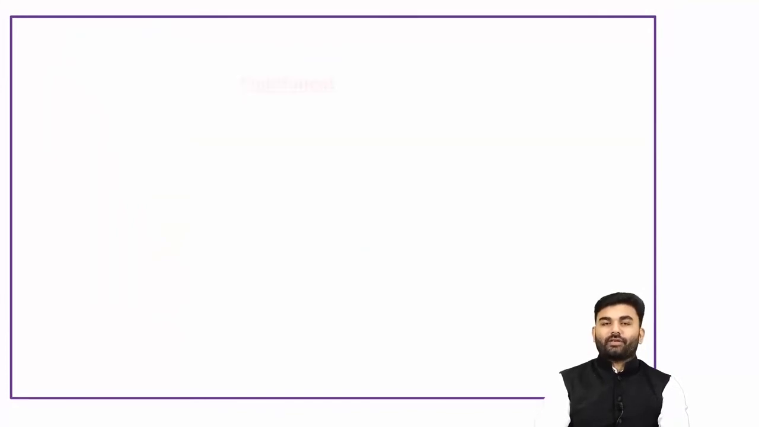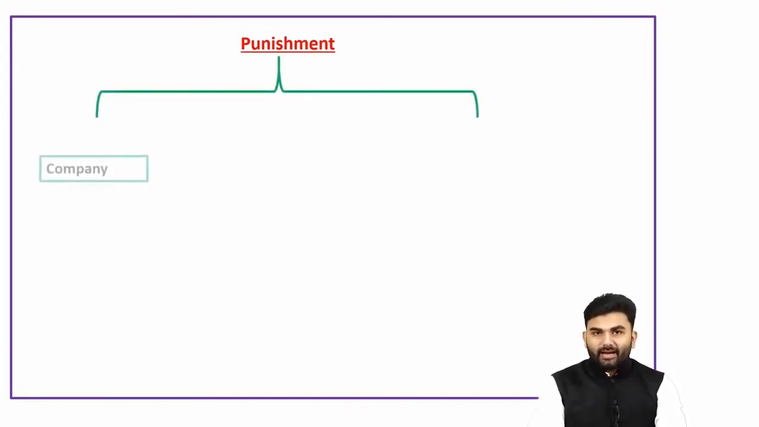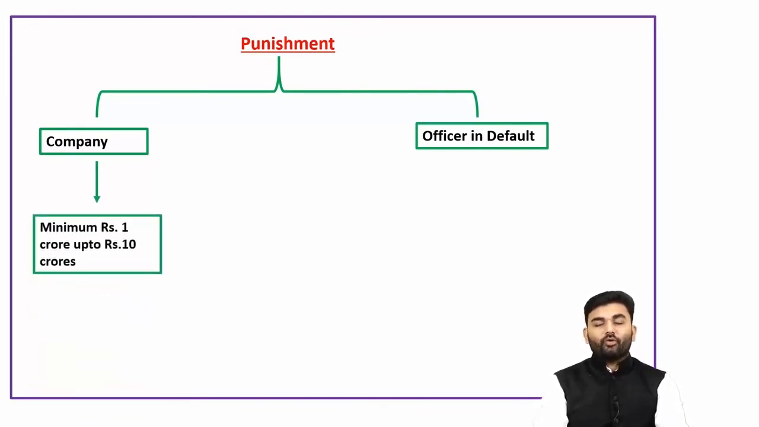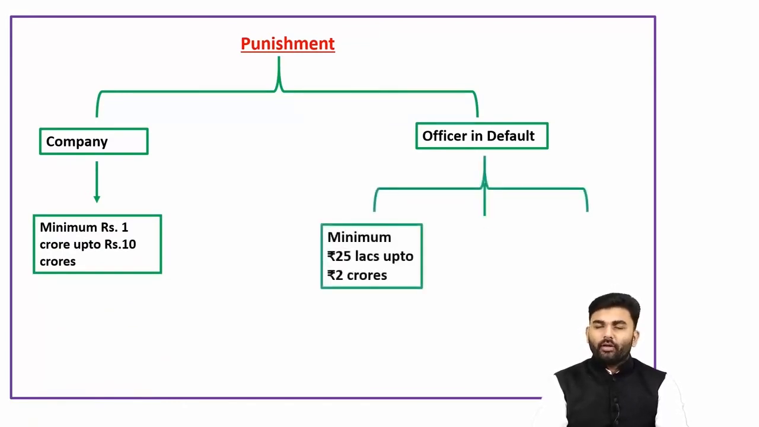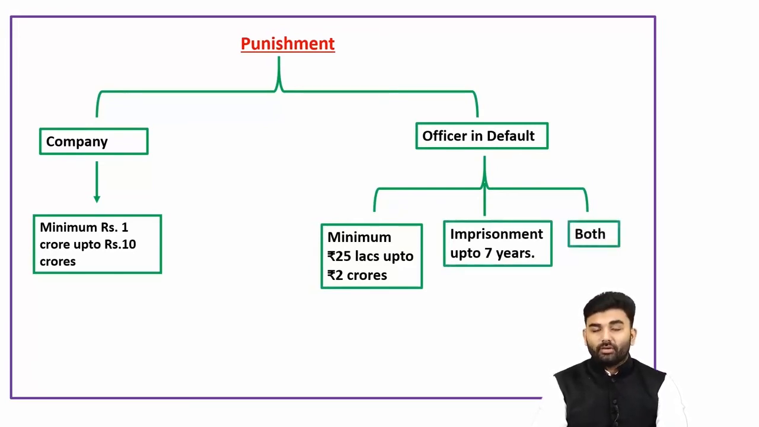If any of the provisions of section number 74 is contravened, then the company as well as the officer in default shall be punishable. The company will be punished by asking to pay a penalty of minimum 1 crore, maximum 10 crores. Officer in default will be asked to pay a minimum penalty of 25 lakhs, maximum 2 crores, or else the officer in default can be sent for an imprisonment up to 7 years, or there can be both the things.